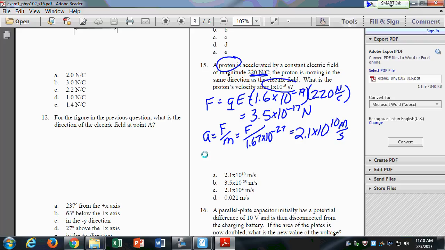And I'm looking for the velocity after that time. So v is equal to at. So I multiply that acceleration times that time. So it's going to be 2.1 times 10 to the 4th. Yeah, 2.1 times 10 to the 4th meters per second. It'd be a similar thing. Mainly I want you to understand that when you have a charged particle in a field, it feels a certain force. So this is our a times our time, which is 1 times 10 to the minus 6.